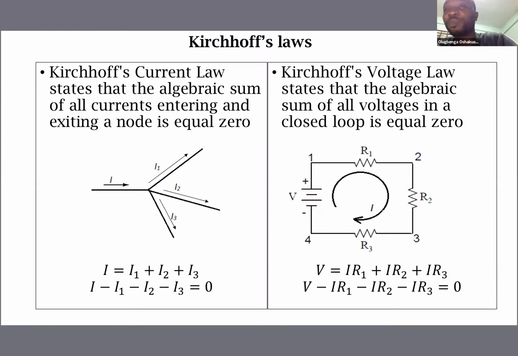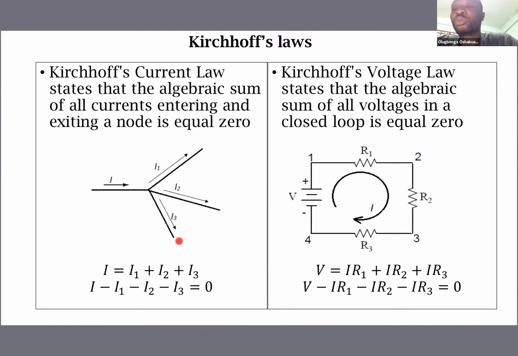So the current law tells us that the current that enters a junction is equal to the current that leaves the junction. Look at this figure, the arrow shows you the direction of current flow. The current is entering the junction and some other currents are leaving the junction. It's just like a pipe of water entering a junction with 3 different ends. The amount of water that enters that junction is equal to the summation of the amount of water that leaves the junction.